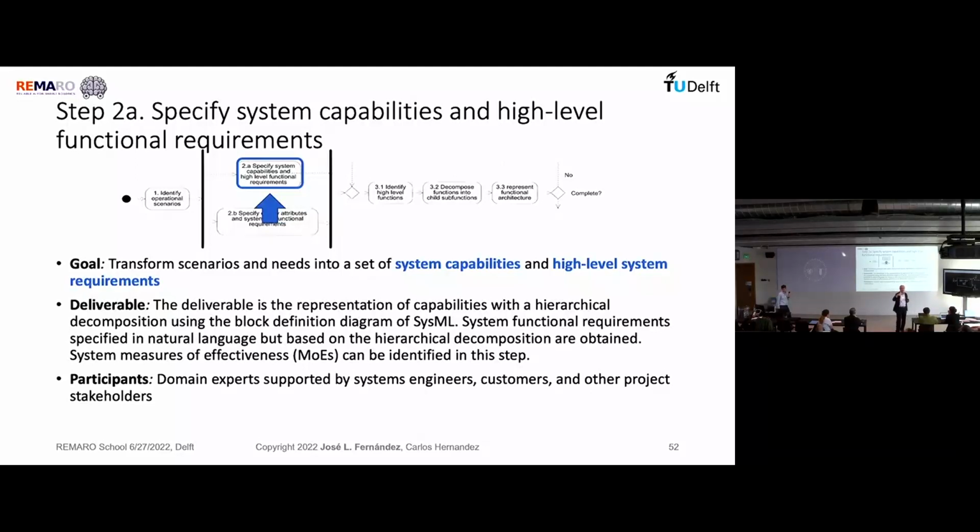Capabilities, ability to perform something. Okay? And the capabilities group properties. Properties that are quality attributes, physical properties, functional requirements.